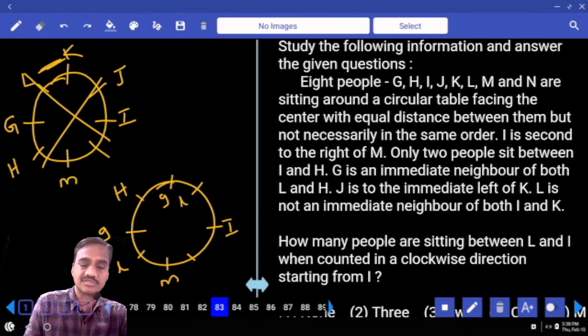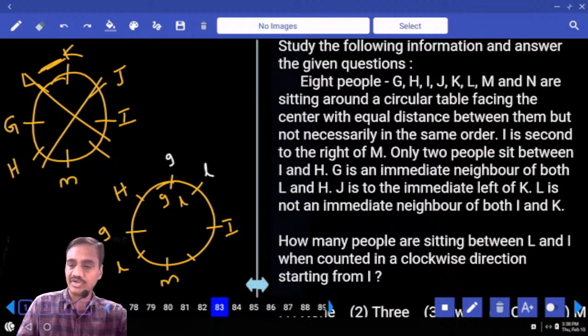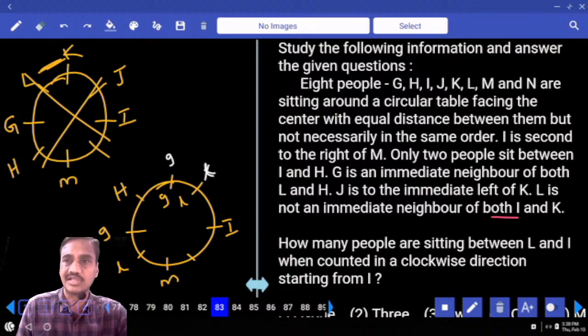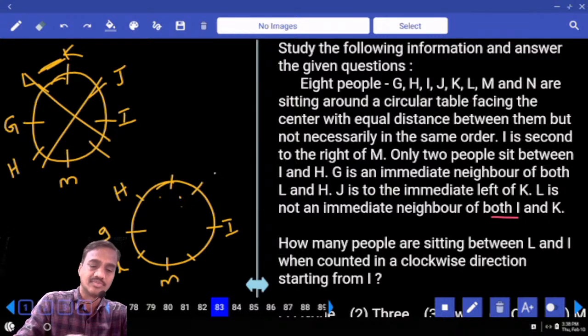Now in the second case, how many possibilities do we have? If you take G and L like this, can you have G and L like this? If L is here, L is not an immediate neighbor of I and K. L cannot be adjacent to I, hence L cannot be here. That means G and L at this place is not possible. Then what is the only possibility left over here? Now G is here and L must be at this place.